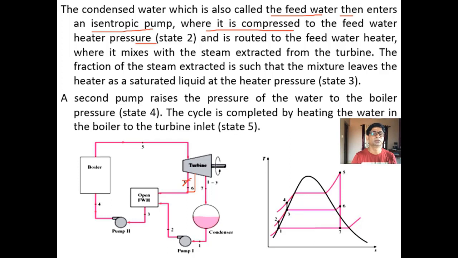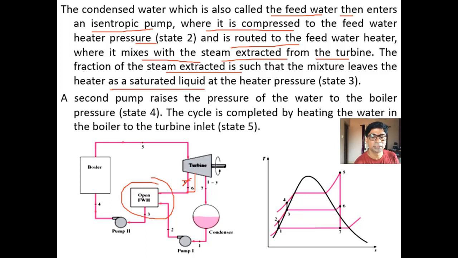In the open feed water heater, it is compressed to the feed water heater pressure and routed to the feed water heater, where it mixes with the steam extracted from the turbine. Here mixing takes place: the extracted steam and the feed water mix. The fraction of steam extracted is such that the mixture leaves the heater as a saturated liquid. Now, as an engineer, you have to calculate what quantity of steam you have to extract.